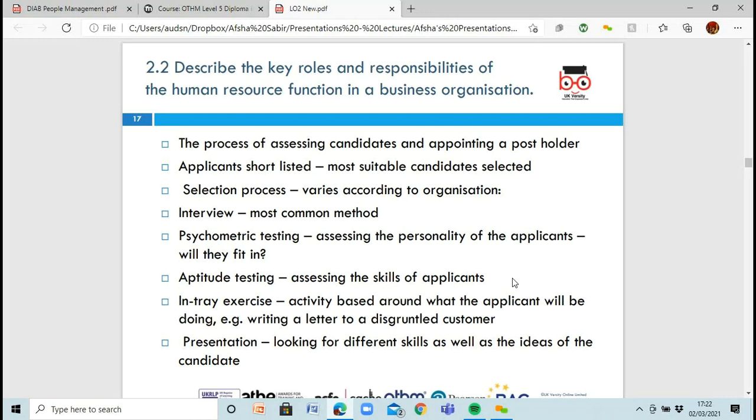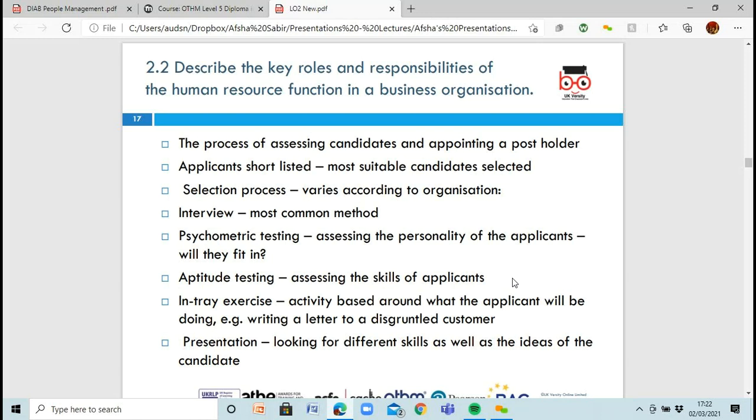They interview them. So they do all those common methods like we talked about yesterday, face-to-face, or at the moment it's over some type of Zoom or Teams. They do the testing, so psychometric or aptitude. They do in-tray exercises. So this is activity based around what your customer will actually be doing.